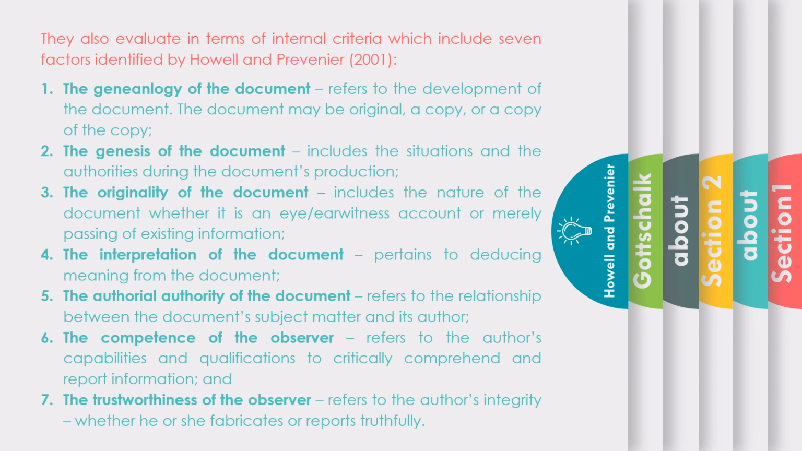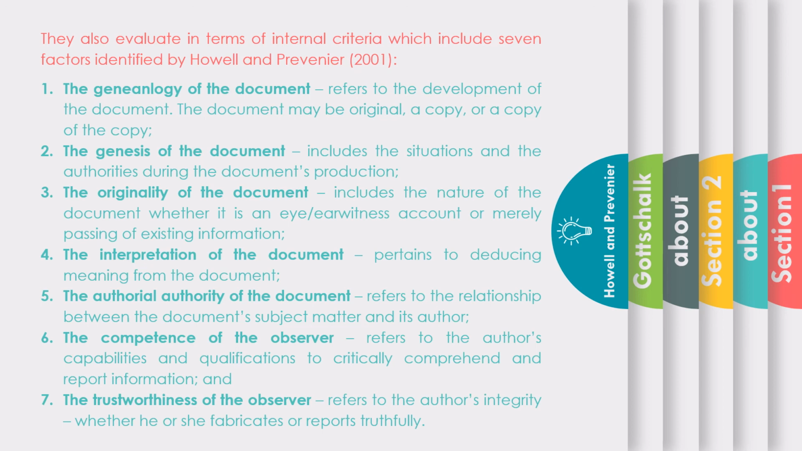Second is the genesis of the document, which includes the situation and the authorities during the document's production. Third, the originality of the document includes the nature of the document, whether it is an eye or ear witness account or merely passing on of existing information. Fourth is the interpretation of the document, which pertains to deducing meaning from the document. Fifth, the authorial authority of the document refers to the relationship between the document's subject matter and its author.